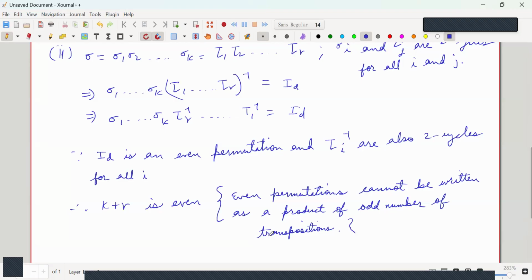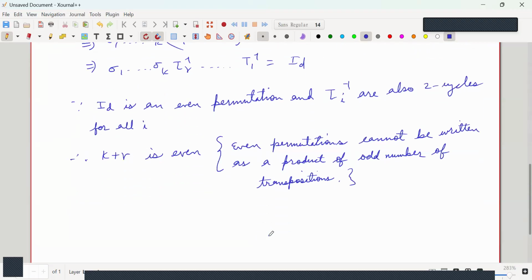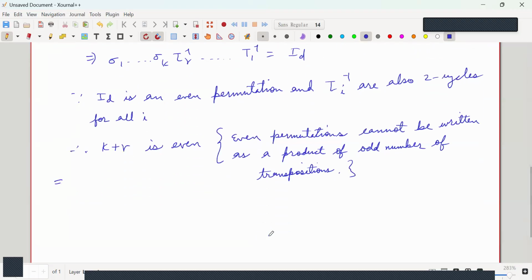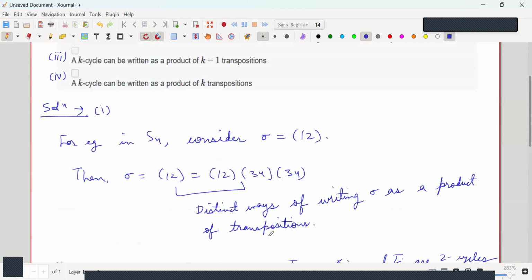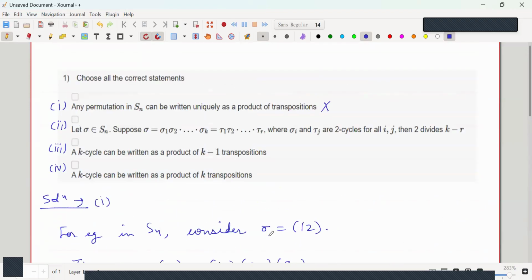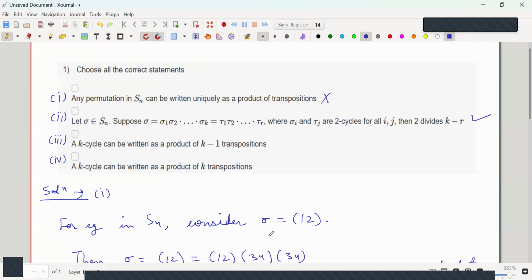Okay. So now K plus R is even. This implies K plus R minus 2R, that is K minus R, is even. Right? So the second part is correct. You made a mistake here, or is it correct? I made a mistake, sir, but now I realized.